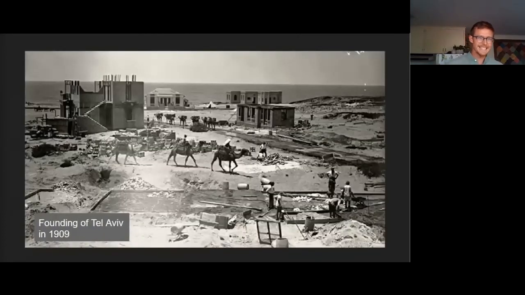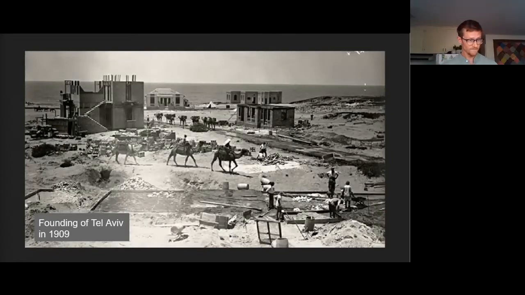During the second major wave of Jewish immigration to Palestine in the early 20th century, Zionism, right, this Jewish nationalism and the creation of an independent Jewish state, had become a much more prominent ideology. And the small but influential group of fluent modern Hebrew speakers were able to convince the World Zionist Congress to adopt Hebrew as its official language.